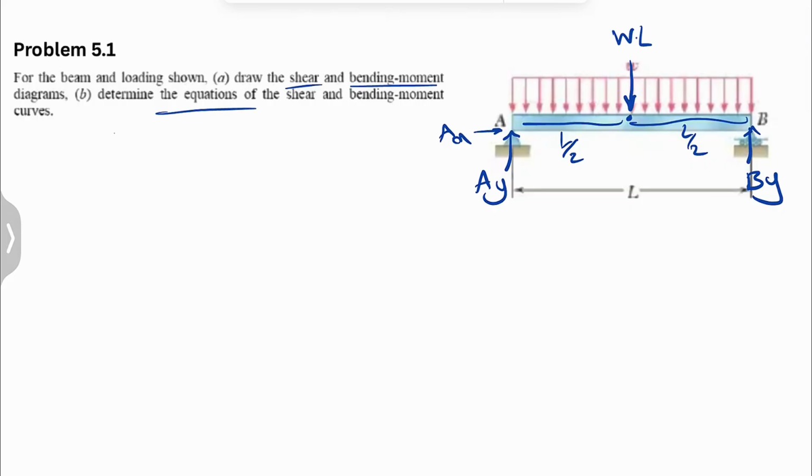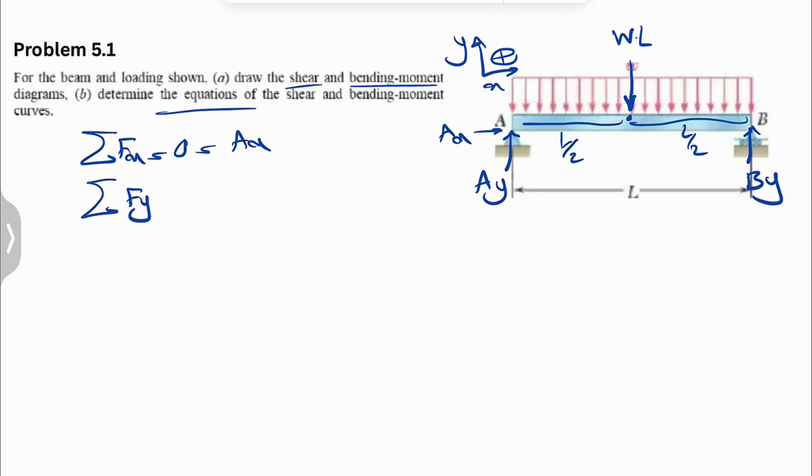and we have one moment equation. Looking at this, we can see that AX is equal to 0, because the only force that we have in the X direction is AX. We can show our X and Y positive here. So AX is 0, sum of all forces in Y equals 0. And because of the symmetry, now that AX is 0, the whole beam is symmetrical, which means AY is equal to BY. And that's coming from the moment equation.